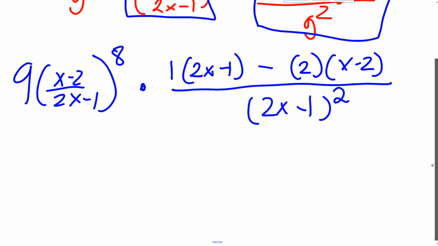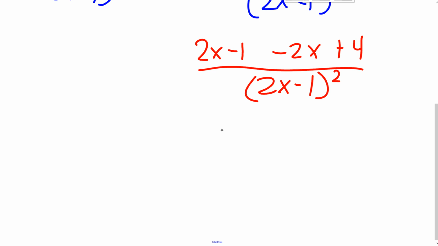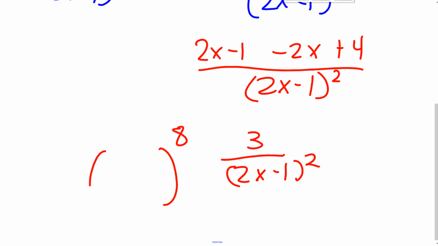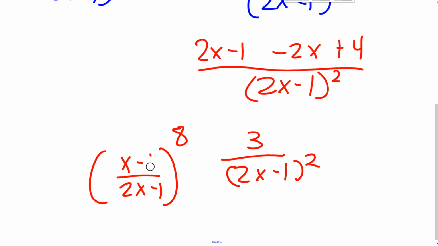Okay. Now I can start simplifying. This is just 2x minus 1. This is just negative 2x plus 4, sorry. Distribute the 2, or negative 2 to both of those. So then we get all over 2x minus 1 squared. So then this is 3 over 2x minus 1 squared, and then times the x minus 1 all over 2x minus 1. Is that what the minus 2 on top? And then 9 out front.